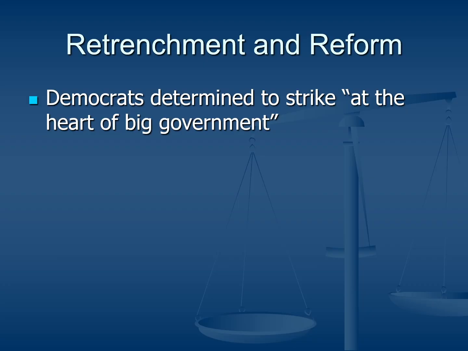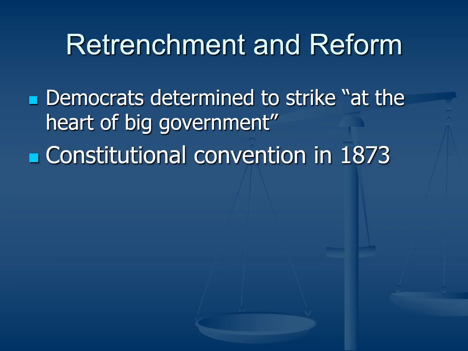So then they said, okay, we need to get a new constitution. This particular era was known as the era of retrenchment and reform. The Democrats were the ones setting it up, and they said, you know what? We want to strike at the heart of big government, which basically means we do not want a large government. We do not want government to have a lot of power. So they said we're going to have another constitutional convention. They convened in 1873, and said, we're going to write a constitution that's going to make government weak. So let's talk about what they did.